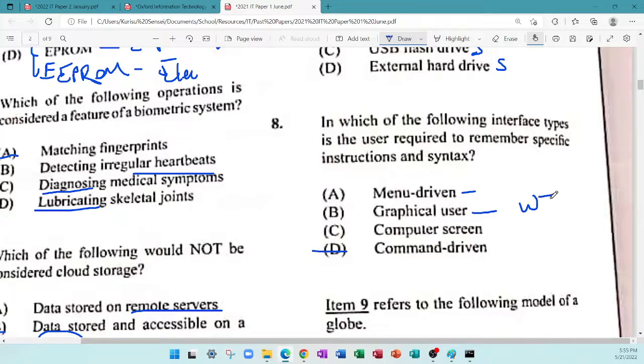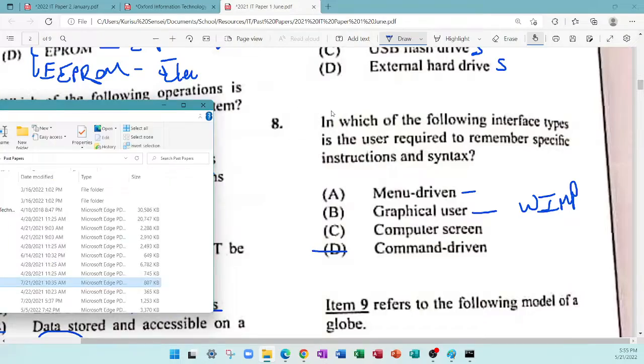Anybody remember what WIMP was? So WIMP stands for Windows, Icons, Menus and Pointers.